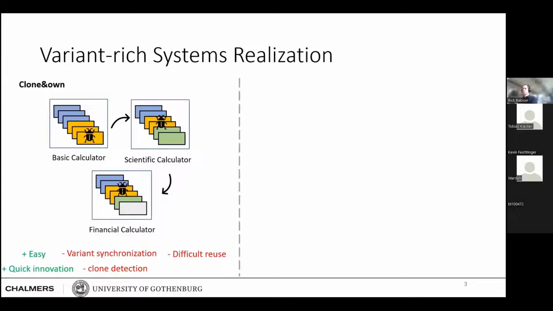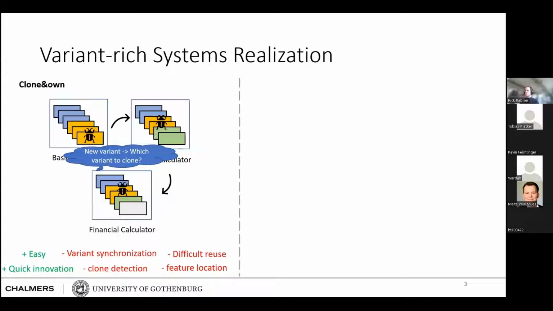Additionally, clone and own offers difficult reuse. Consider that there is a new set of customer requirements. Now, without the notion of which features are implemented in a variant, it is difficult to establish which variant should be cloned to create another or the incoming variant. And as a result, developers have to manually perform feature location, which is error intensive and also error prone.